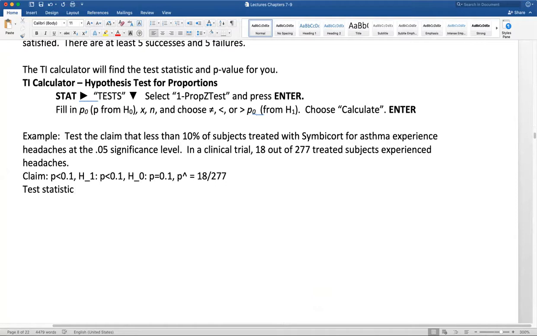The test statistic Z was negative 1.9427, and the p-value is 0.026. Okay, so the conclusion is what?